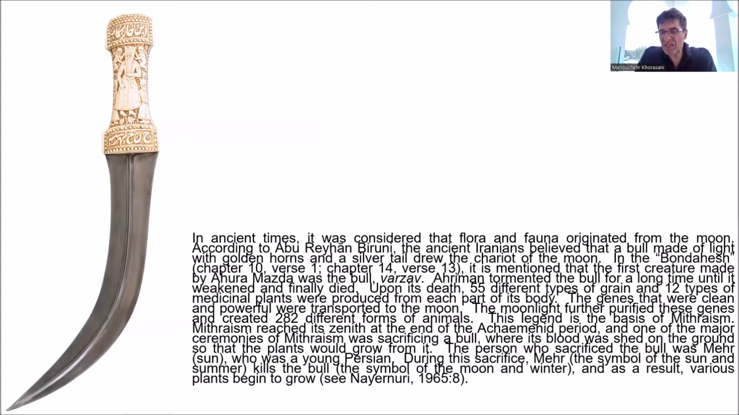This legend is the basis of Mitraism, and Mitraism reached its zenith at the end of the Achaemenid period, and one of the major ceremonies of Mitraism was sacrificing a bull, where its blood was shed on the ground so that the plants would grow from it. The person who sacrificed the bull was Mer, who was a young Persian. During the sacrifice, Mer, the symbol of the sun and summer, kills the bull, the symbol of the moon and winter, and as a result, various plants begin to grow.